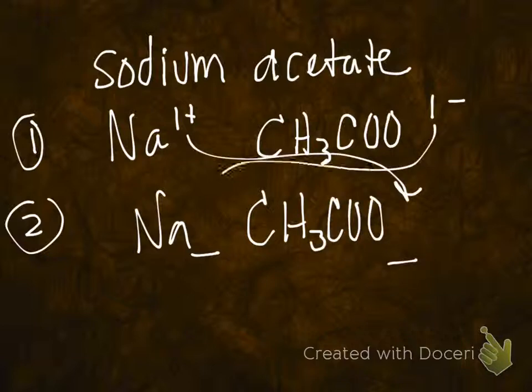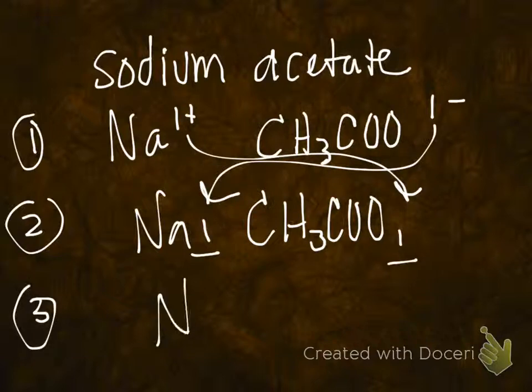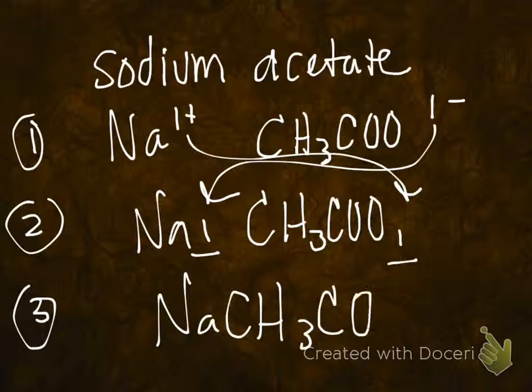And so 1 and 1, which means the only thing we can do to simplify is to get those 1s out of there. And that is our formula for sodium acetate.